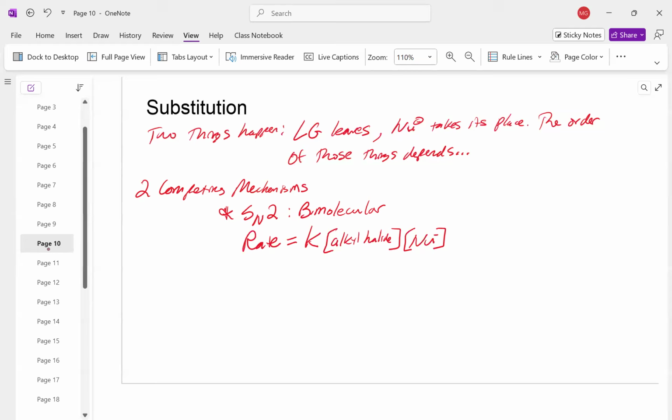Now you might hear me refer to the alkyl halide as also the substrate. So I'll use those terms interchangeably. It's just that most of the time we're going to be dealing with alkyl halides. And the mechanism for an SN2 is what we call concerted, meaning it happens all at once. Everything happens in the same step.